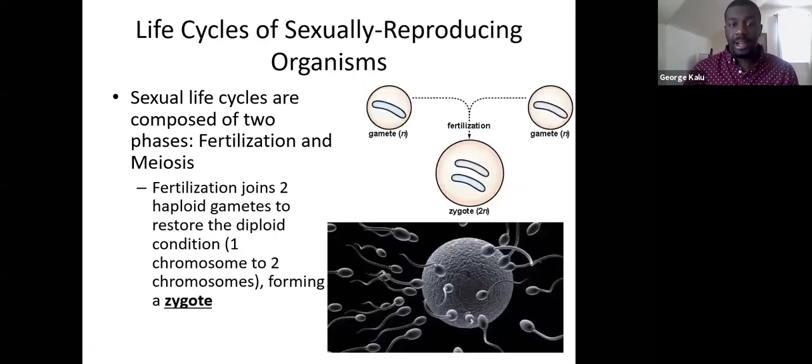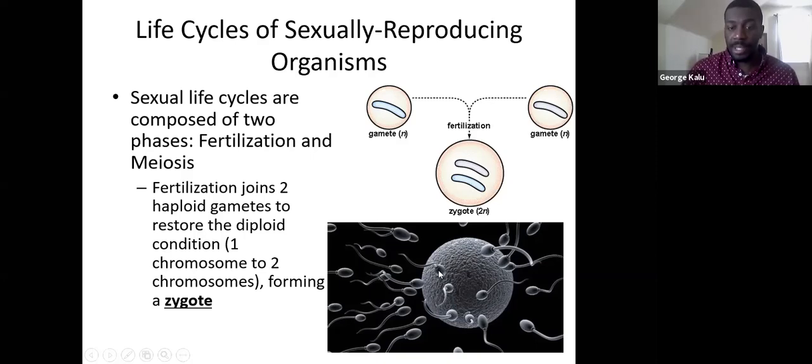The second process here is going to be fertilization. Fertilization is where we take those haploid sperm cells and the haploid egg cells and we fuse them together to form a diploid zygote. So that's what we see here.